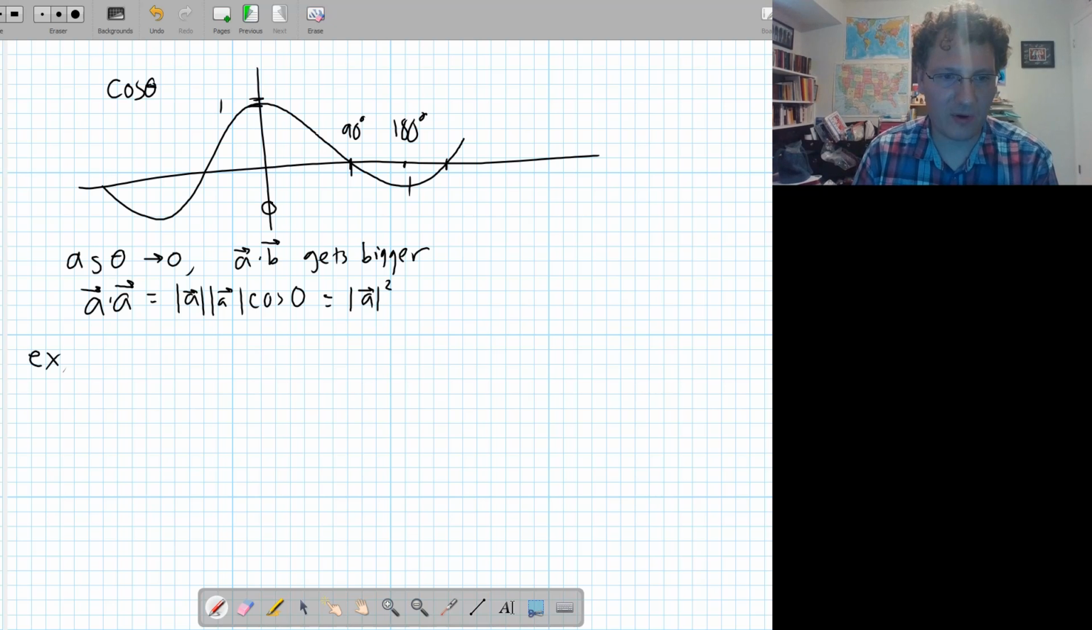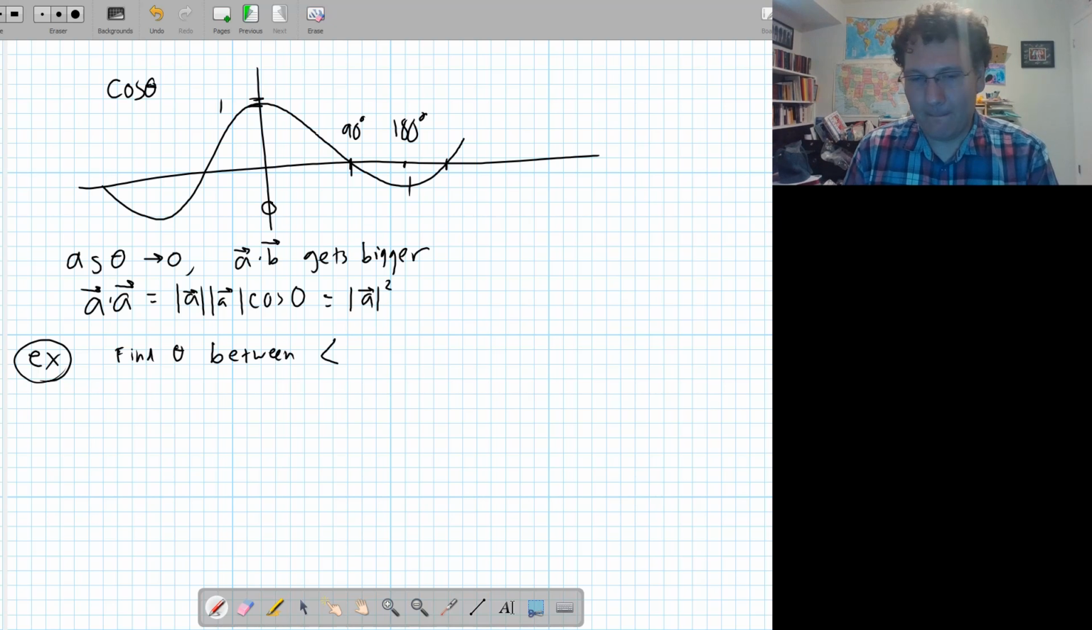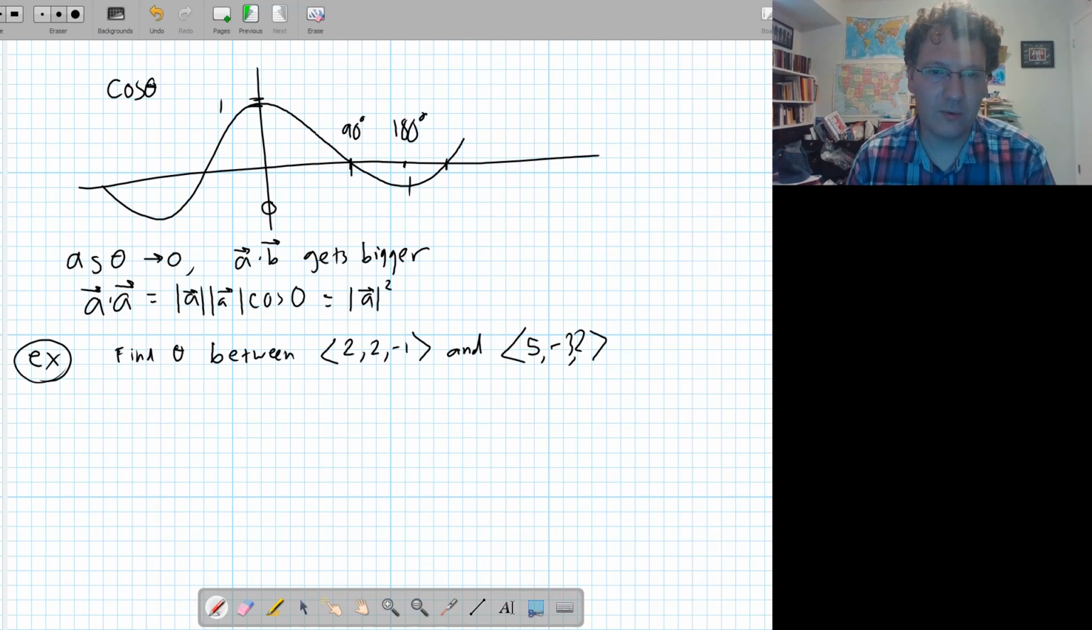Let's calculate an angle between two vectors now, using the definition, or this theorem. So let's find the angle theta between 2, -1, 2 and 5, -3, 2. So we need to find the magnitude of the two vectors. Let's call this vector A, and this is vector B.